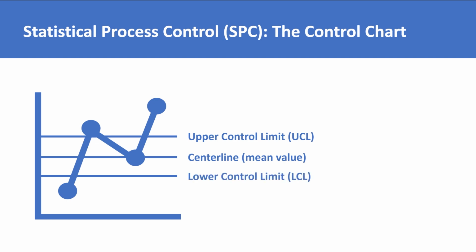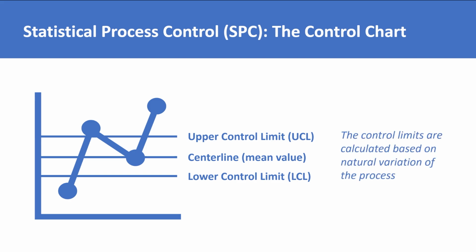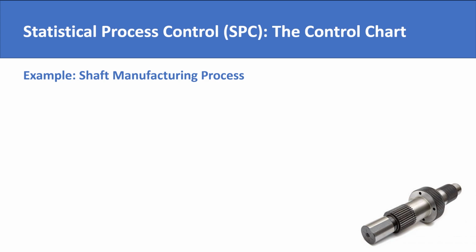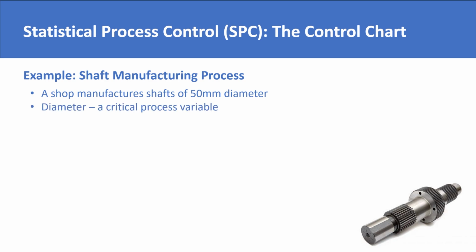These control limits are not arbitrary. They are calculated based on the natural variation of the process. For example, let's say there is a production shop that manufactures shafts of 50 millimeters diameter. The diameter is a critical process variable. Measuring the diameter of every shaft the shop manufactures is critical process data.